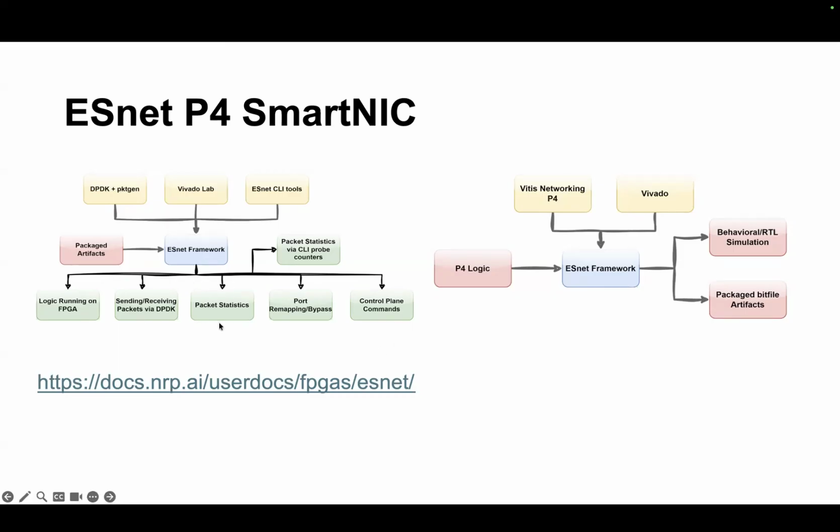And we have our deployment framework that needs the hardware to be deployed on. And we take our packaged artifacts, which have the bit file from the result of running the make file. And also through the ESnet set of tools, we can load it on the hardware, get access to probe counters, get access to all kinds of command line tools, and get access to DPDK, which allows us to send packets to and from the host to the card, bypassing the kernel.